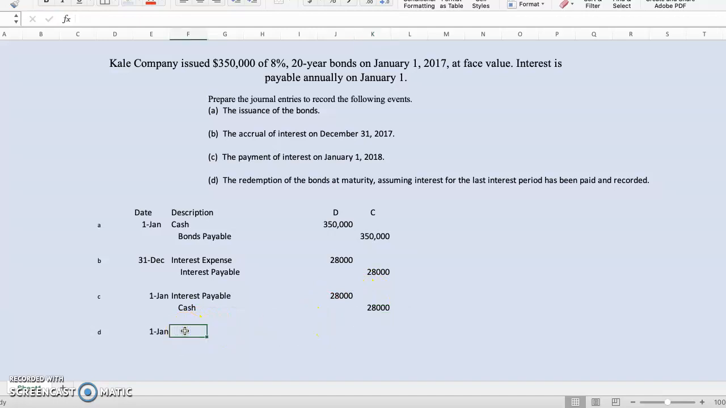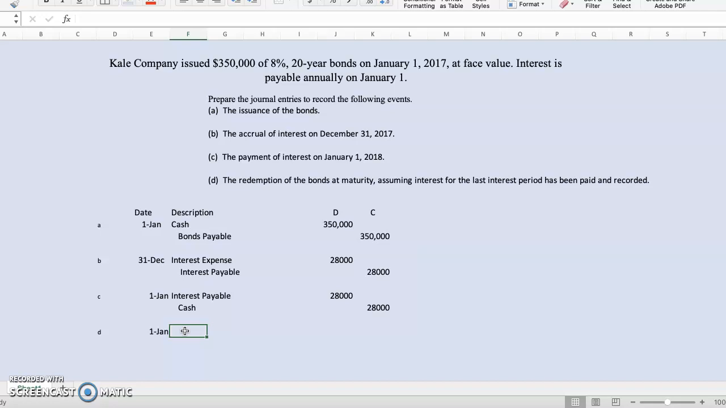Okay, our next one is the redemption of the bonds at maturity, assuming interest for the last interest period has been paid and recorded. So this is 20 years later, we've had our bond and it's time to redeem it at its maturity. So it's not early or late or anything like that, just right at maturity time. And we've paid all of our interest into it, so we're ready to go.